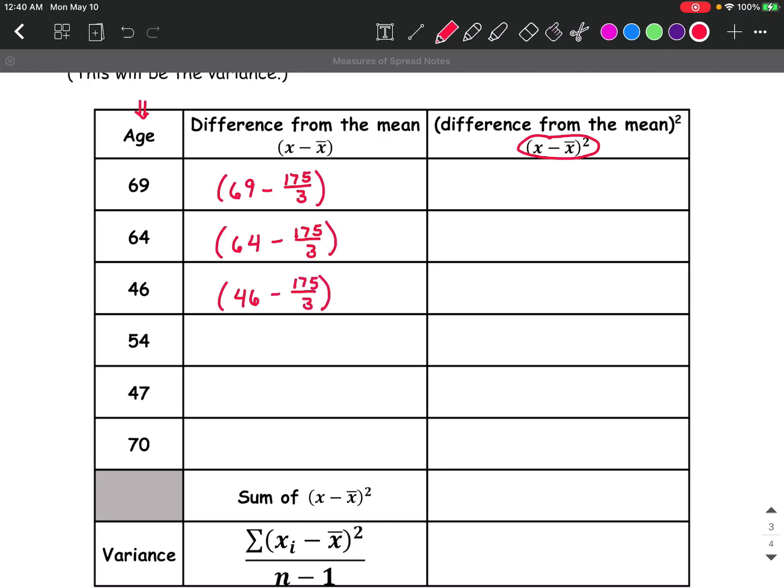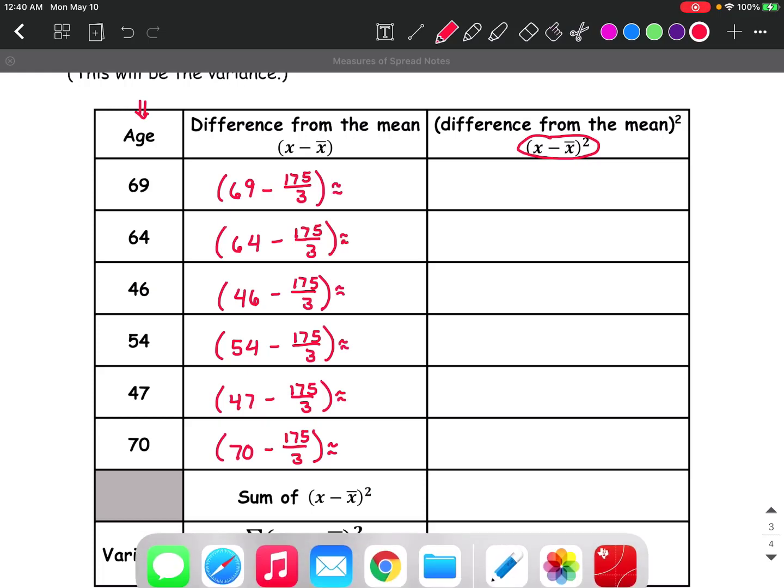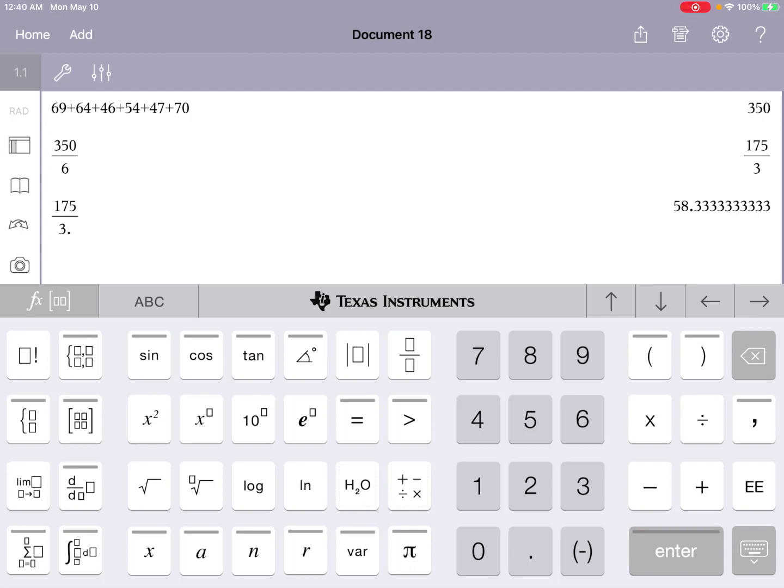Now, these are going to give us yucky numbers. I hope you know that. And then it's 54 minus this mean. And then it's 47 minus this mean. And then it's 70 minus this mean. Now, I'm ready to go to my calculator. Okay, so we're going to go to the calculator. And the first one we had was 69 minus 175 divided by 3. So 32 over 3. Now we're going to do 64 minus 175 divided by 3. And that's 17/3.